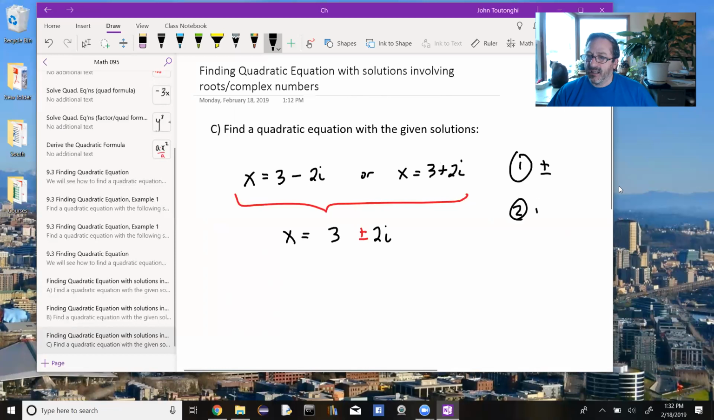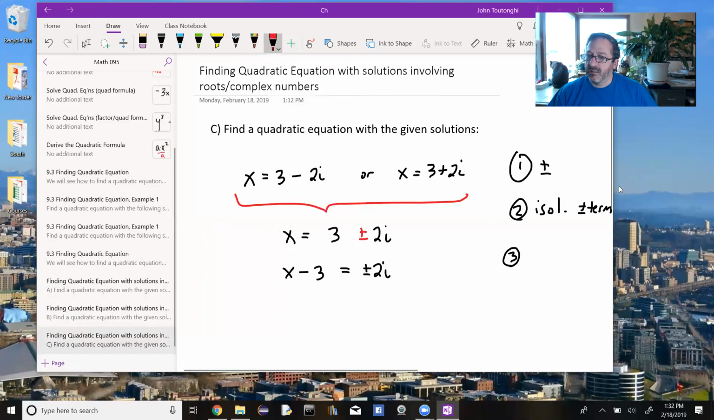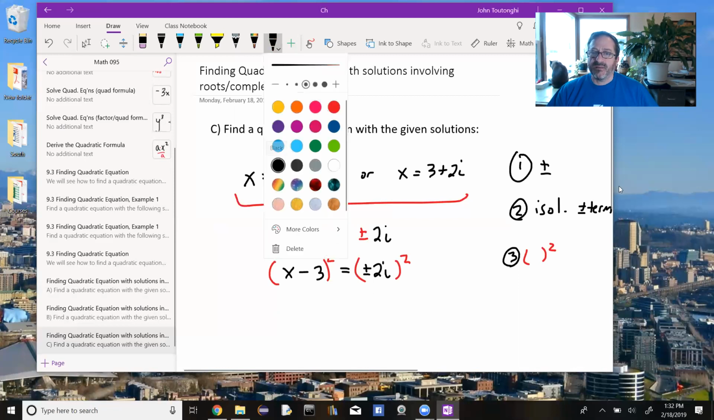And then I want to isolate that plus or minus 2i term. So that means subtracting 3 from both sides of this equation. So I get x minus 3 equals plus or minus 2i. And now I want to square both sides of this equation, which will get rid of the complex part of the solution, the i. It also gets rid of the plus or minus, because a positive squared is a positive, a negative squared is a positive. Okay, so when we square both sides of this equation, we have to be a little bit careful.